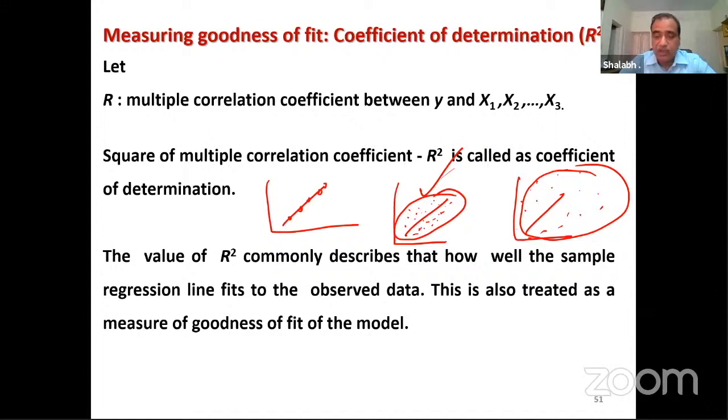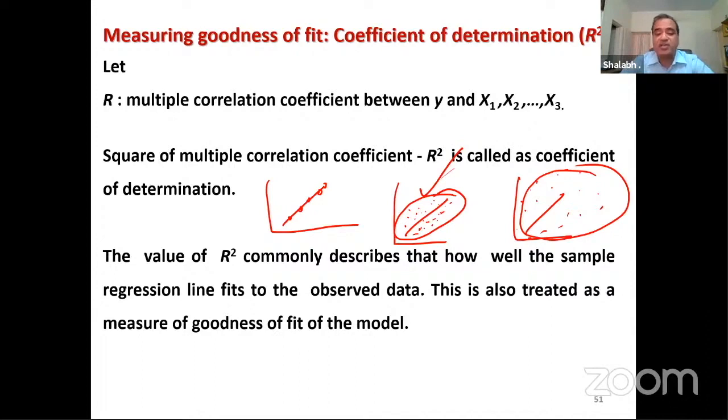And now we have here one y and x1, x2, more than one variable. So if I try to find out the correlation coefficient between y and a group of independent variables, then this correlation coefficient is called the multiple correlation coefficient. And if you take the square of this multiple correlation coefficient, this is called R square, or the coefficient of determination.